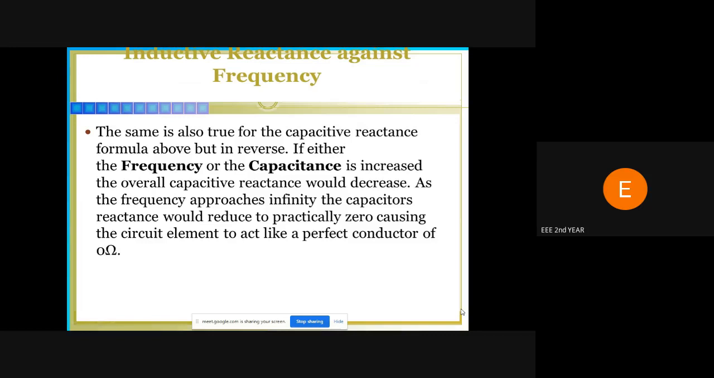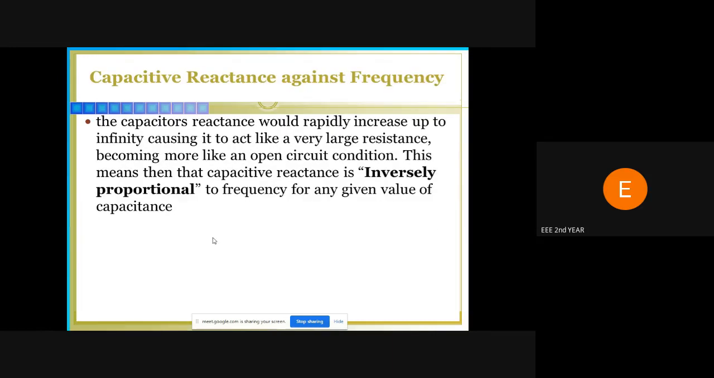If either the frequency or the capacitance is increased, the overall capacitive reactance would decrease because it is inversely proportional here. So as the frequency approaches infinity, the capacitive reactance would reduce to practically zero, causing the circuit element to act as a perfect conductor of 0 ohm. There is no resistance, so it allows the current to flow. These are very important questions which are also asked for 1 mark.